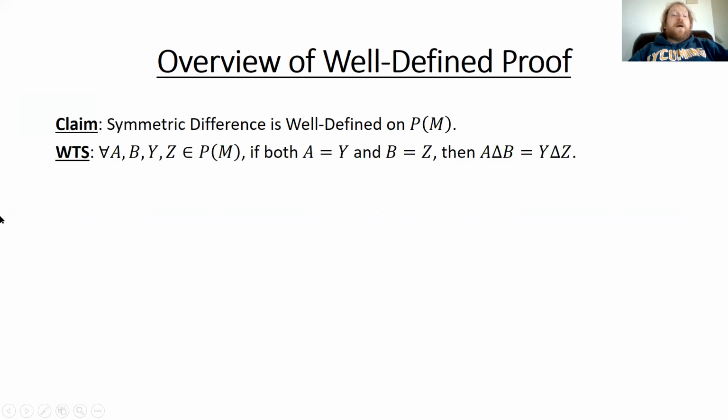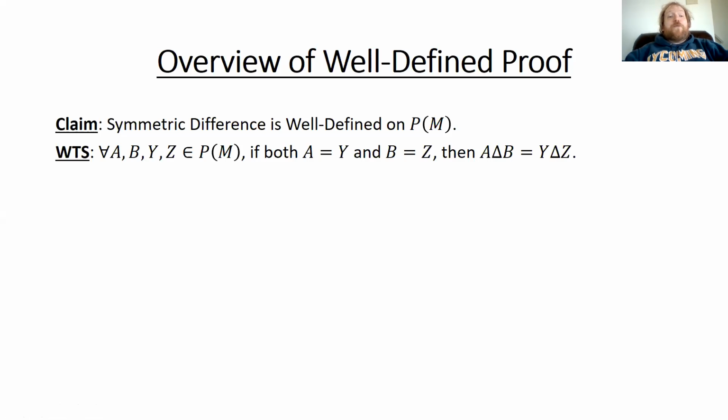Our elements A, B, Y, Z are sets here, so we use capital letters. Our set is the power set, or the set of subsets of M, and our operation is the symmetric difference. Otherwise, this is just the normal definition of well-defined.